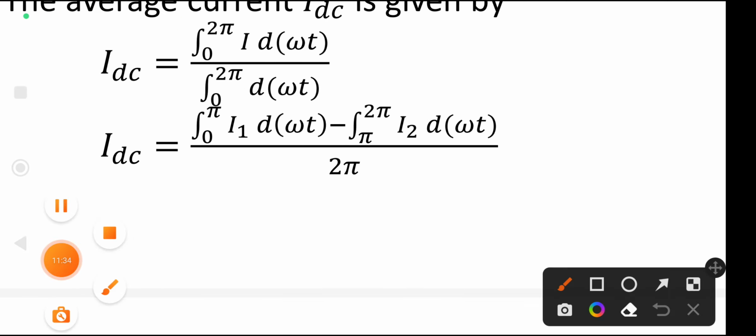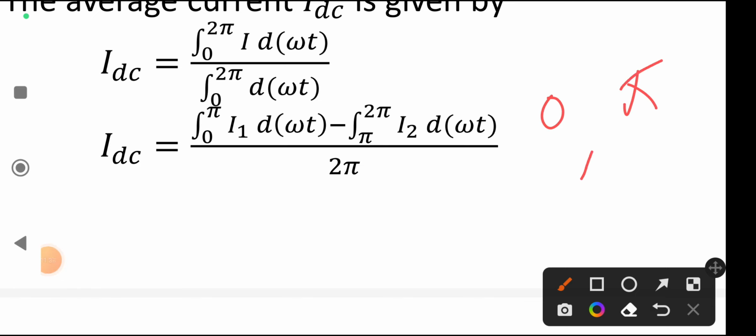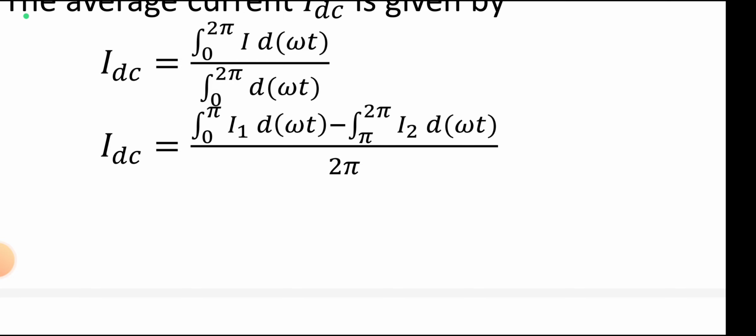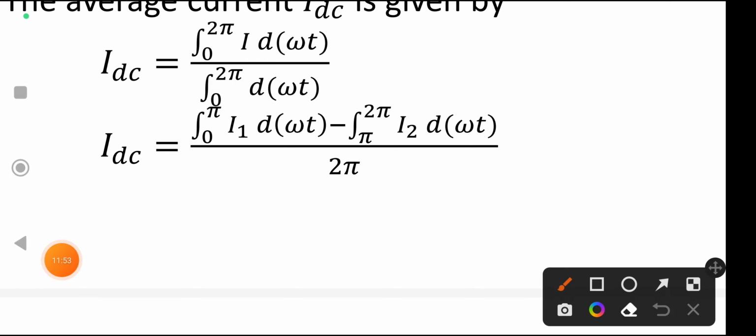Now, as I just told you, during 0 to pi the current I1 is present, and from pi to 2 pi the current I2 is present. So it is I1 from 0 to pi, and I2 from pi to 2 pi, but this one is taken negative. It is for the positive half cycle, and this is the negative half cycle. That is why the negative value is written. And in the denominator, the integration from 0 to 2 pi of d omega t is simply this value.